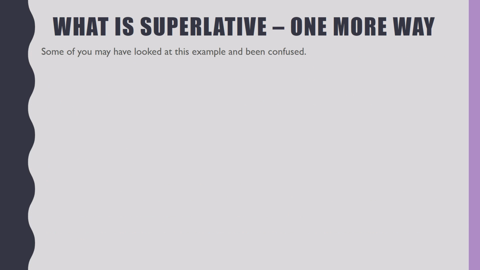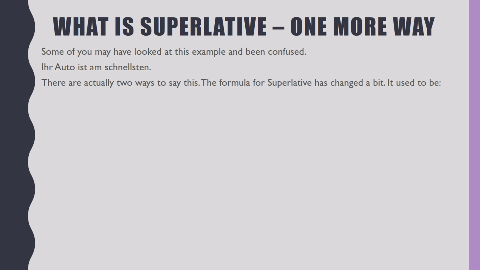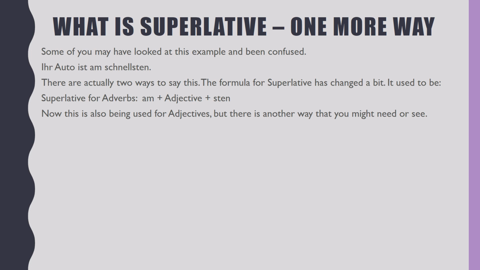Some of you may have looked at this last example and been confused. Ihr Auto ist am schnellsten. This means her car is the fastest. There are actually two ways to say this. The formula for superlative has changed a bit. It used to be that superlative for adverbs was am plus adjective plus sten. Now this is also being used for adjectives, not just adverbs, but there is also another way that you might need to use it or see it used for adjectives.